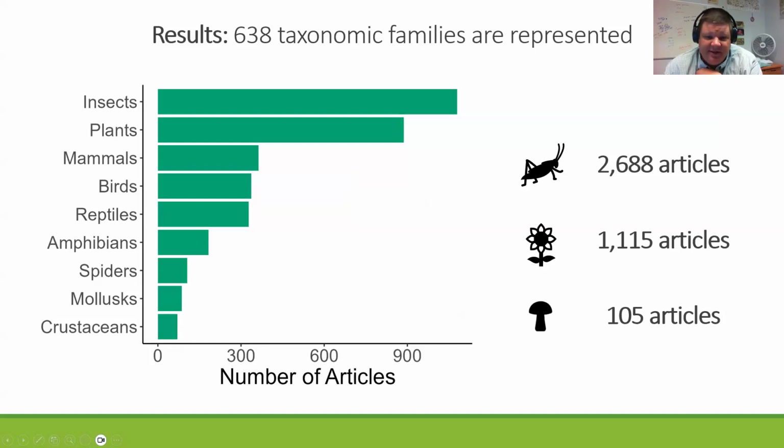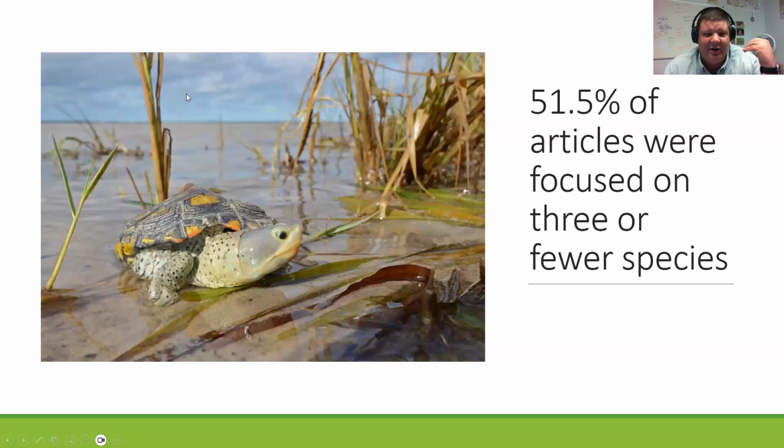638 taxonomic families were represented in our analysis. Insects had the highest number of articles, followed by plants, mammals, and then birds. I think it makes sense that birds is a little bit down the list, which is unusual to see, but it's because eBird exists, and so most people publishing on birds and citizen science are probably going to go straight to eBird. This just illustrates how taxonomically pervasive iNaturalist data are being used in the literature. And then just over 50% of articles were focused on 3 or fewer species. That shows a very narrow taxonomic focus, this level of species that are frequently being used.